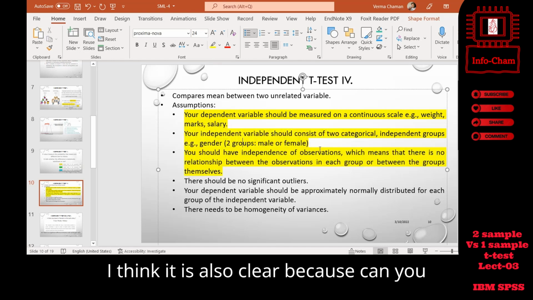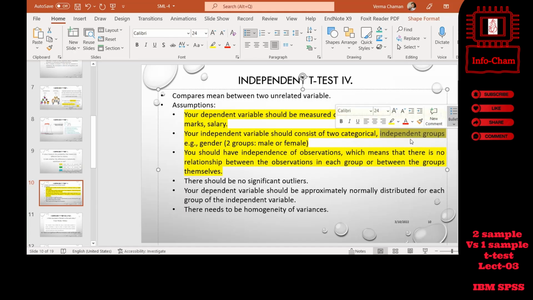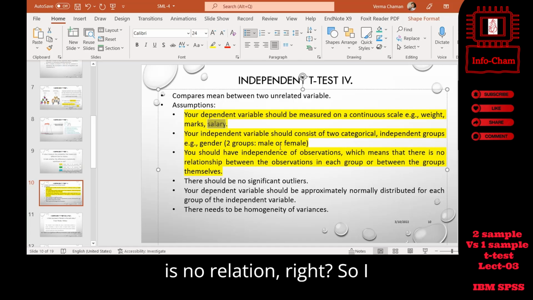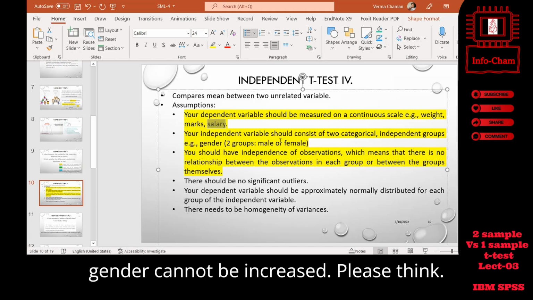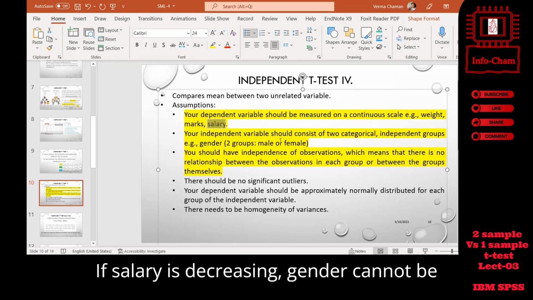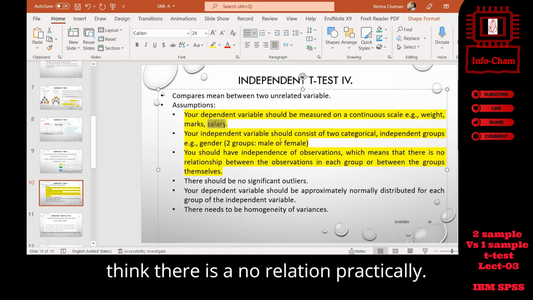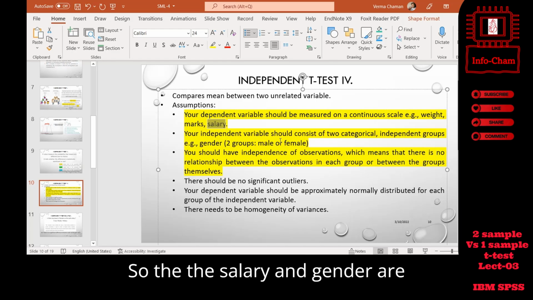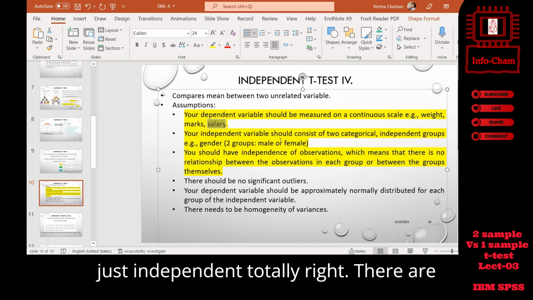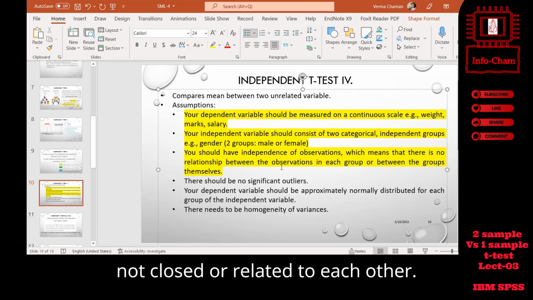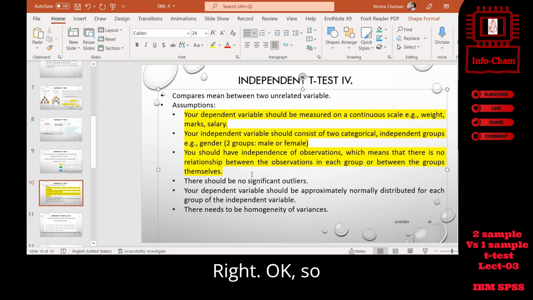I think it is also clear because you can see the independent variable is, suppose, gender, and suppose salary or weight, there is no relation, right? So if salary is increasing, gender cannot increase. Please think. If salary is decreasing, gender cannot decrease. Please think, right? So I think there is no relation practically. So the salary and gender are totally independent, right? They are not closed or related to each other, right?